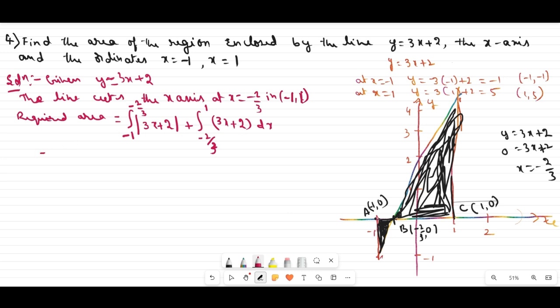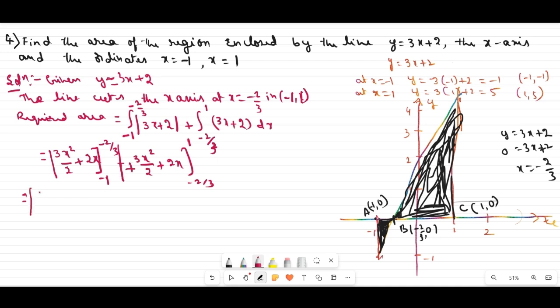So let me find their integral. That means after integrating, what it becomes: 3x square by 2 plus 2x, limit from minus 1 to minus 2 by 3, plus 3x square by 2 plus 2x, sorry, integration of 2 is 2x, limit from minus 2 by 3 to 1. Let me apply the upper limit now. See, actually it is a modulus function. Please keep the modulus as it is. Okay, don't forget to write the modulus.